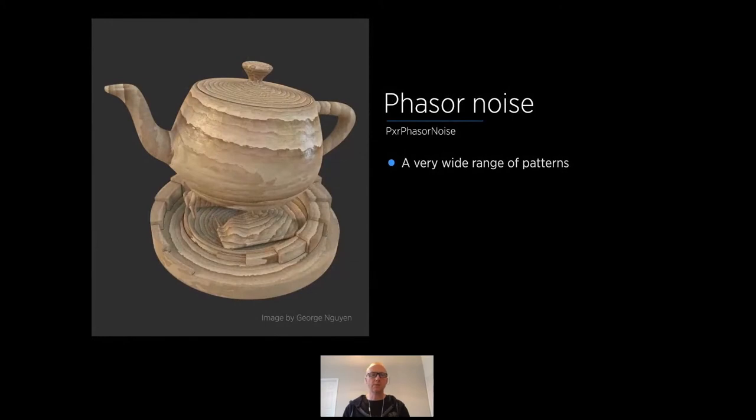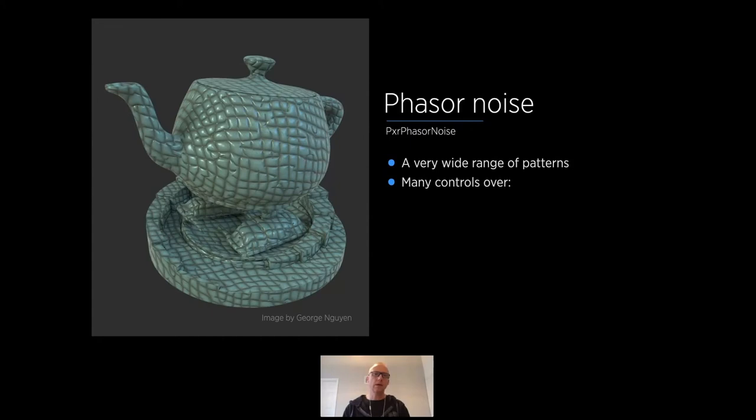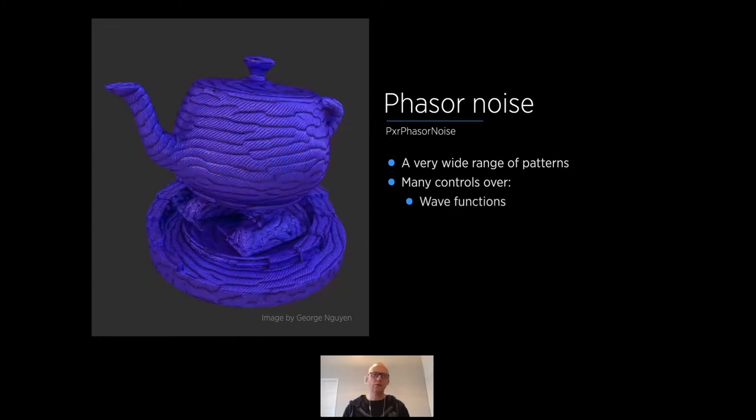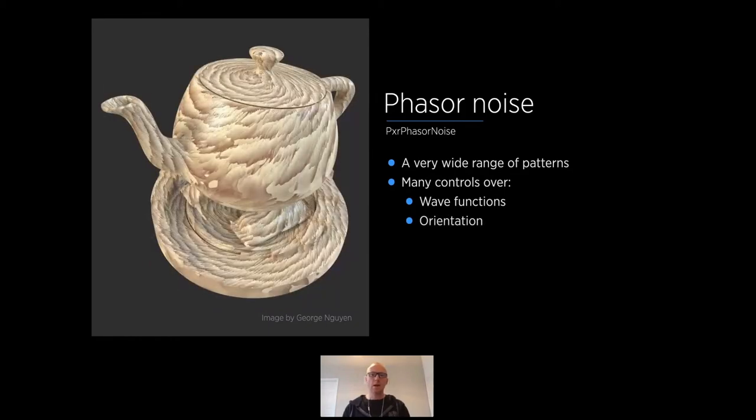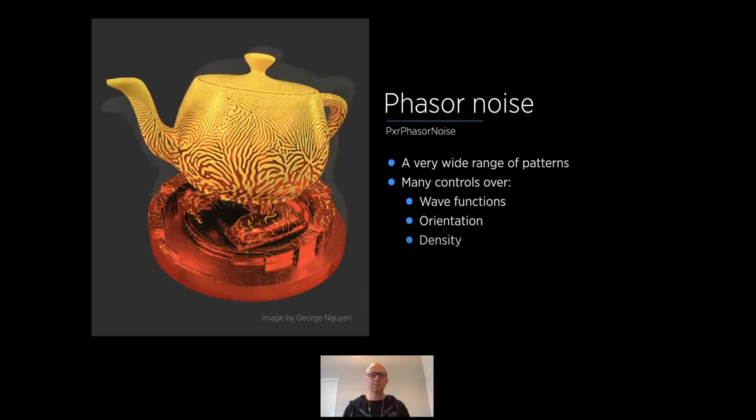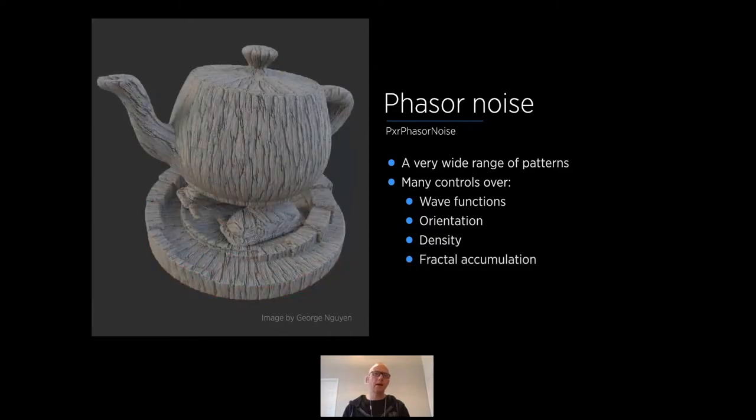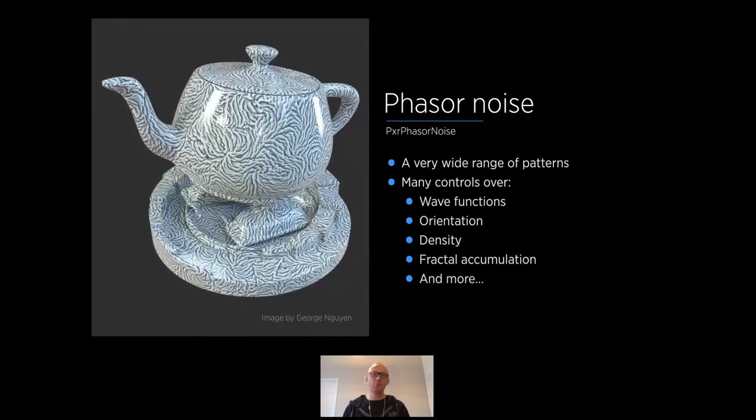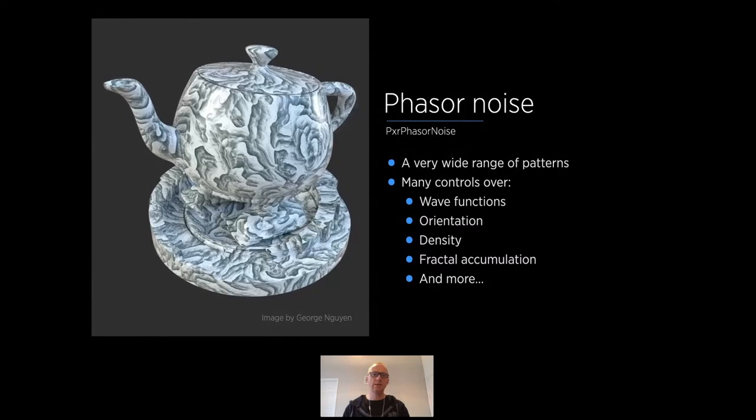Let's take a look at a few examples. As I mentioned, you can create a very wide range of patterns, and phasor noise has a lot of control. You can choose different types of wave shapes. You can orient them with a texture or with a fixed direction. You can modulate the wave's density in a lot of different ways. And you can use sophisticated fractal loops to add visual complexity. It's pretty amazing to play with. And it's so flexible, it's probably worth a contest one day.